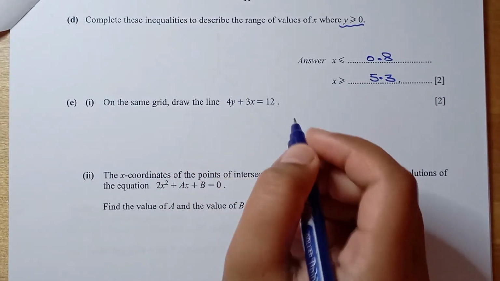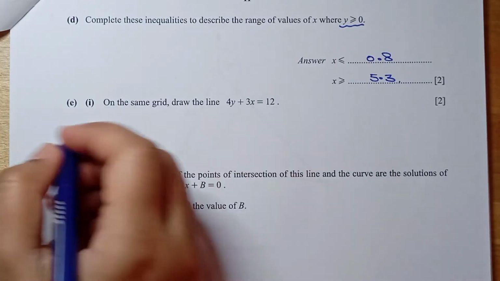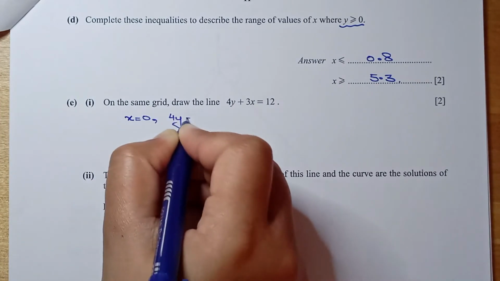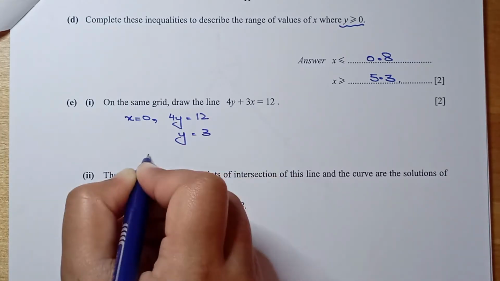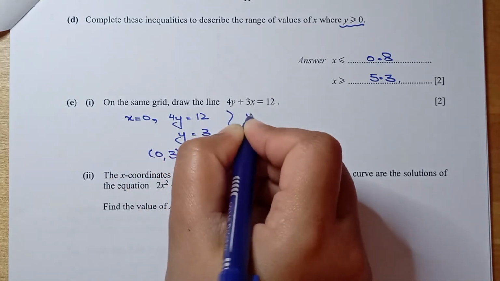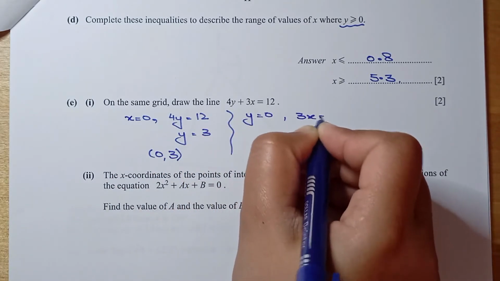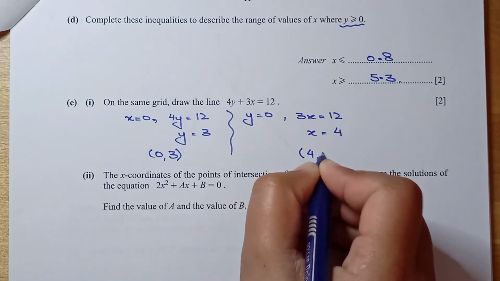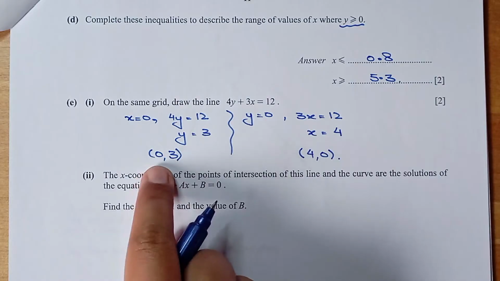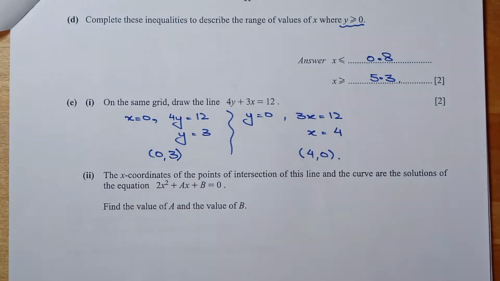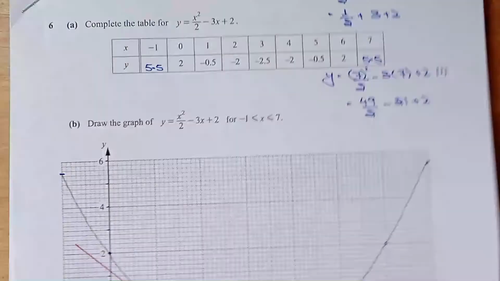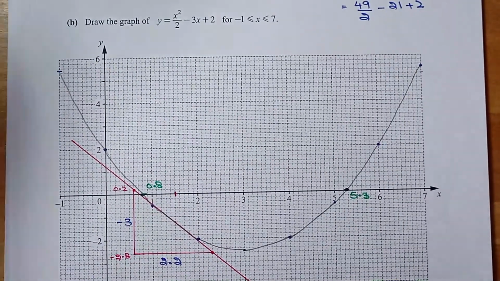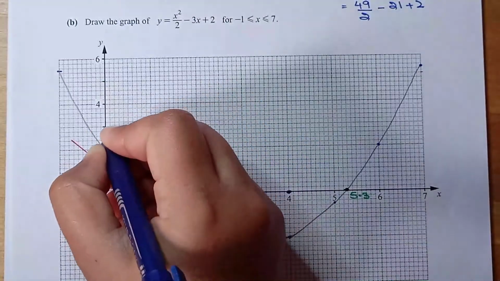Now for part E, on the same grid, draw the line. This is a linear equation, so we can draw this using the x and y intercept method. When x equals 0, we have 4y equals 12, and y equals 3, because 4 times 3 is 12. So the point is (0, 3). And when y equals 0, we have 3x equals 12 and x equals 4, because 3 times 4 is 12. So we have (4, 0). Now we have 2 points, (4, 0) and (0, 3), and by using these points we can easily draw the line on the same grid. So the x-intercept is 4 and the y-intercept is 3.